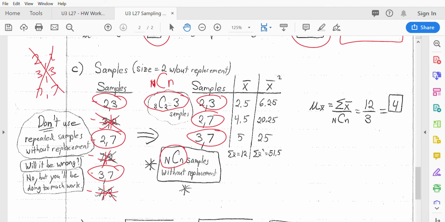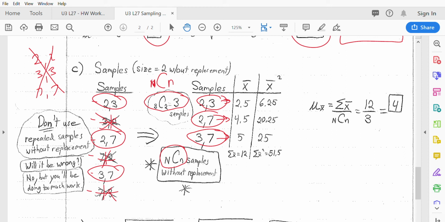Okay, so the average, the mean of 2 and 3 is 2.5. The mean of 2 and 7 is 4.5, and the mean of 3 and 7 is 5. Please don't do that too quickly. I've seen more mistakes of more people finding just the sample means than anything else.